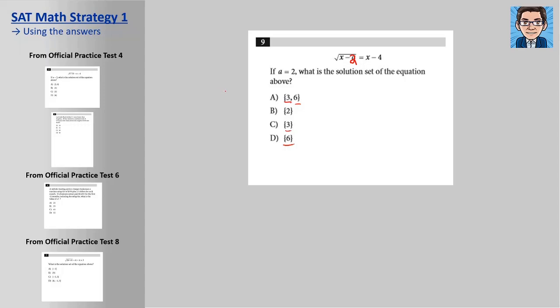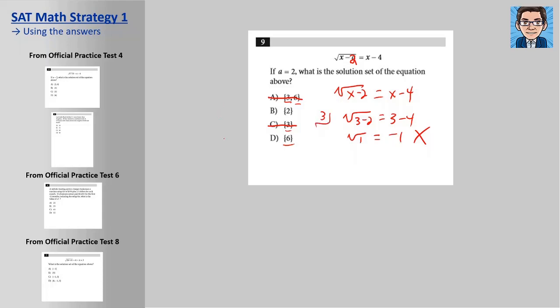So let's take a look. The square root of x minus 2 equals x minus 4. So let's put in 3. So the square root of 3 minus 2, does that equal 3 minus 4? The square root of 1 equals negative 1. And nope, that doesn't work. So that answer's out, and that answer's out. So now we just have to check 6 or 2.